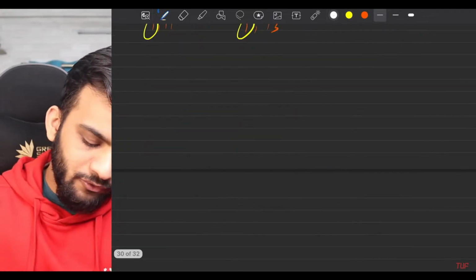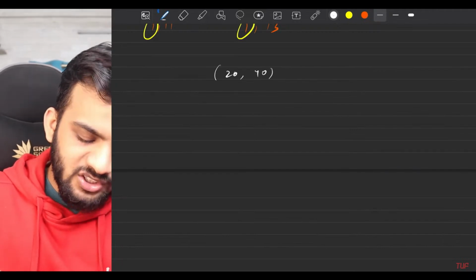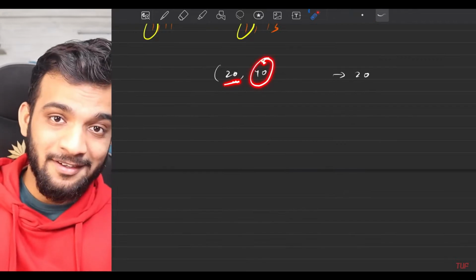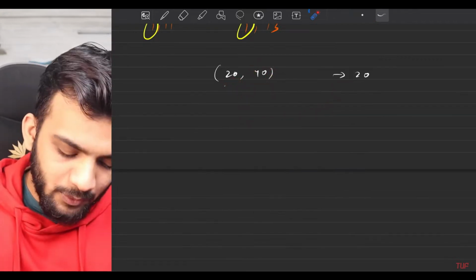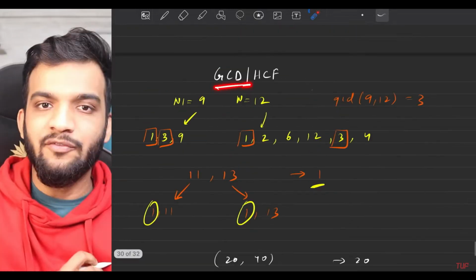If I ask you what is the GCD of 20 and 40? Because for 20, 20 is a factor, and for 40, 20 is also a factor. So that's why it is 20. So for two given numbers, one of them can also be the GCD of those two given numbers. So that is the definition of GCD.